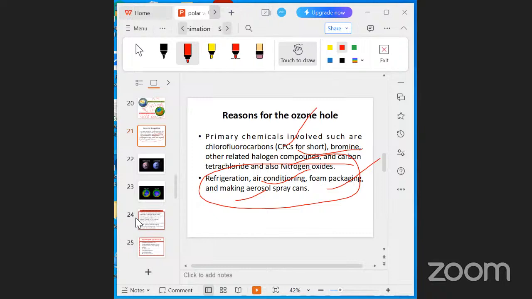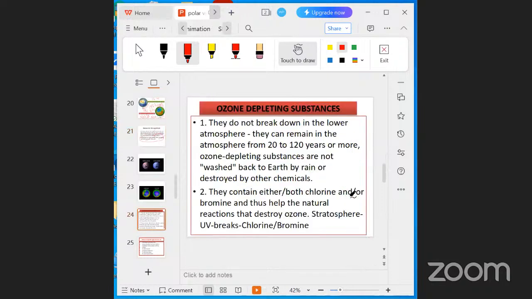Now, what are the ozone depleting substances? Ozone depleting substances are called ODS, right?